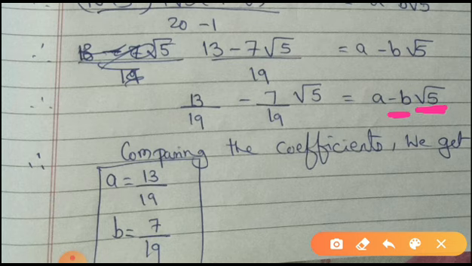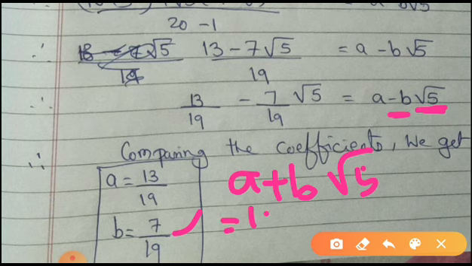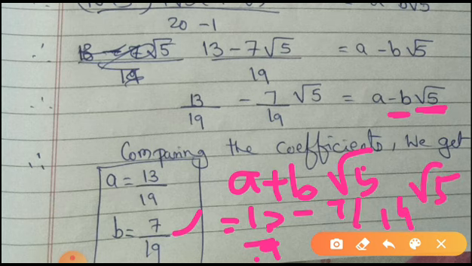So in that case, what should be my value of B? It will be 7 by 19 itself. Don't write B as minus 7 by 19. If I had A plus B root 5 is equal to 13 by 19 minus 7 by 19 root 5, in that case, can you guess what is the value of B? Here it is plus B. Okay, so in that case, my value of B will be minus 7 by 19.